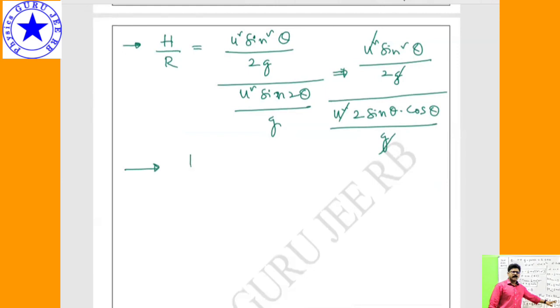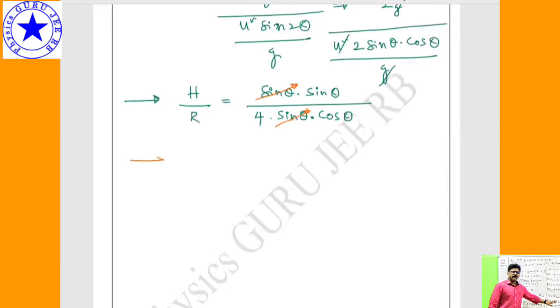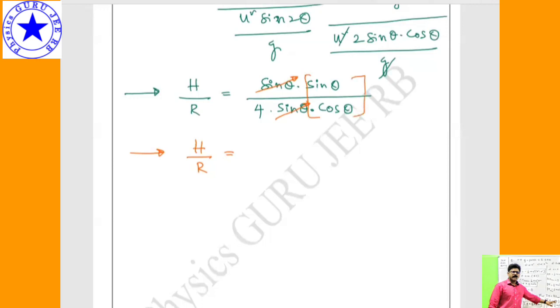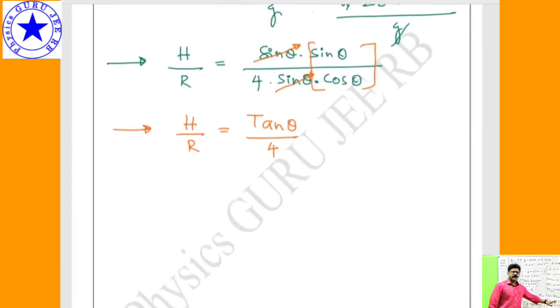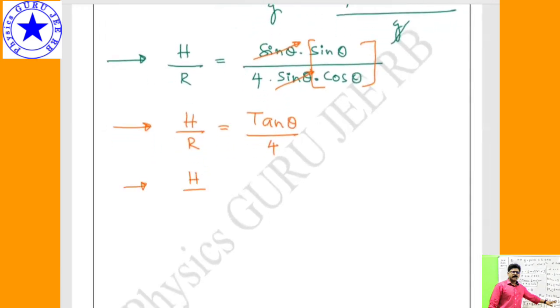Let us see here. So h by r is equal to sine square theta. What I'll write: sine theta into sine theta, divided by 2 into 2, that is 4, into sine theta into cos theta. So one sine theta will get cancelled. These two will get cancelled. Then sine theta by cos theta. So h by r is equal to sine theta by cos theta, it will become tan theta divided by 4. Hope it is clear. So that is nothing but h by r equals tan theta divided by 4. So tan theta is a, divided by 4. This is one of the expressions, right?